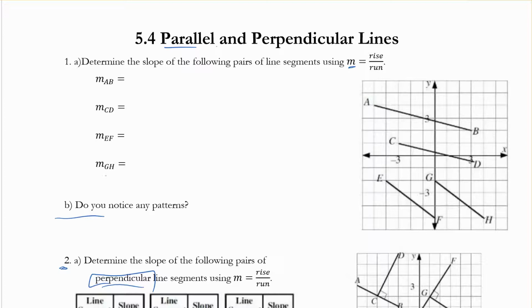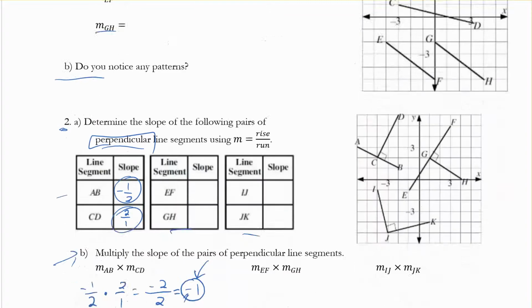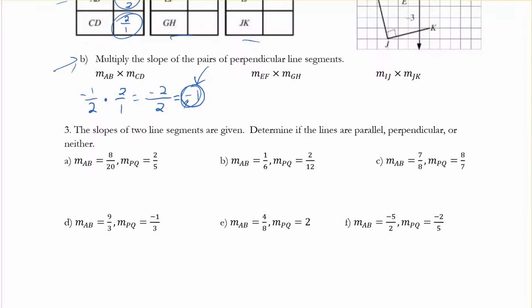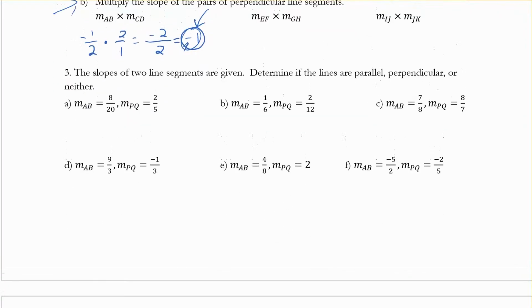Parallel lines have the same slope. Perpendicular lines, if you multiply their slopes together, we get -1. So those are two ways of knowing whether lines are perpendicular or parallel. You guys are going to use those two things to figure out the rest of these questions here. So determine if the lines are parallel or perpendicular or neither.